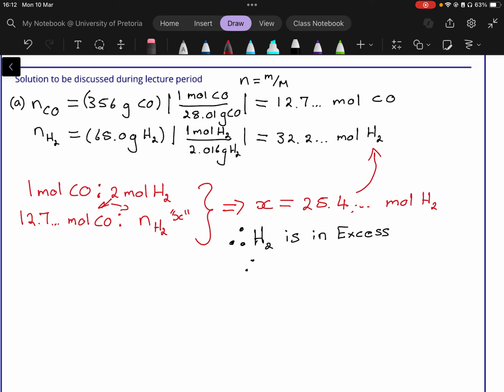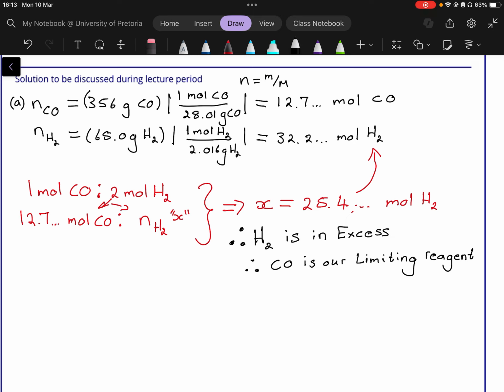And by extension, therefore, CO is our limiting reagent. Limiting reagent. Okay, that's how you check.